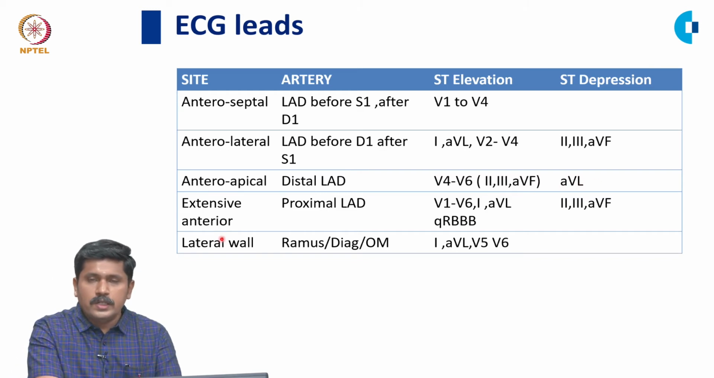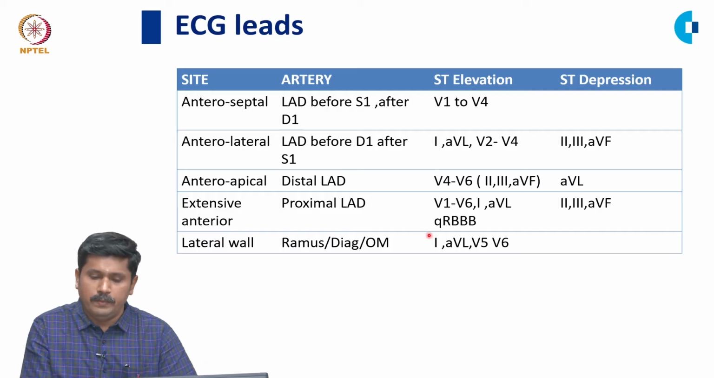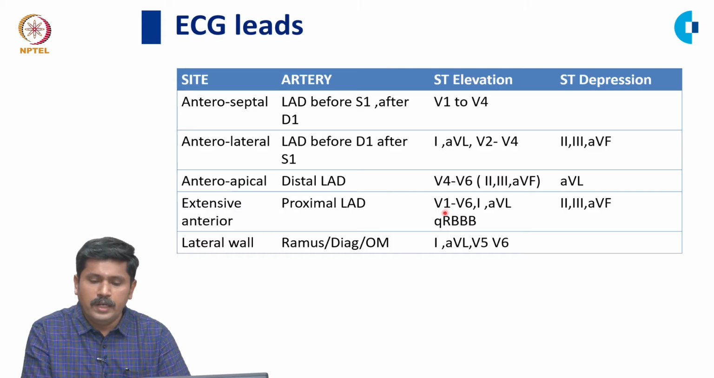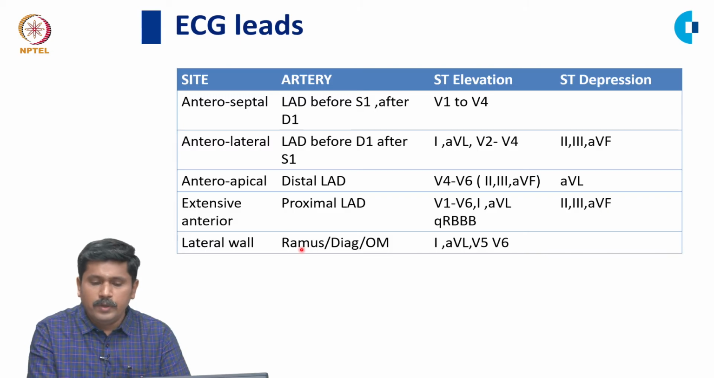And in case of an extensive anterior wall MI, that is because of a lesion in the proximal LAD. So, the ECG manifestations are QRBBB, that is an RBBB pattern with an initial Q wave, or there can be an extensive ST segment elevation from lead V1 to V6 and lead 1 and AVL with ST segment depression in lead 2, 3 and AVF. So, an isolated lateral wall MI can be because of an occlusion in the ramus, diagonal or obtuse marginal, with ST segment elevation predominantly in the lateral leads, lead 1, AVL and V5 and V6.